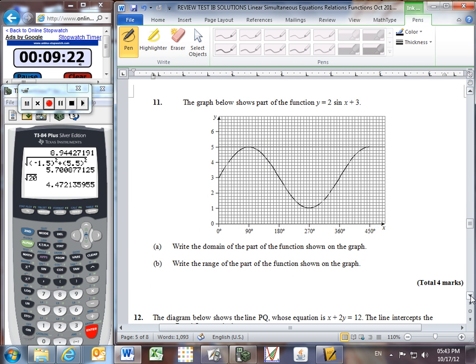Question 11. Here's the graph of this function. We need to write down the domain. Now remember, with domain we're going to be squishing it down to the x-axis. So imagine if I squished this graph down to the x-axis, what x values would it cover? Well, it would cover everything from 0 through to the end of the graph, which is at 450 degrees. And so your domain then will be 0 is less than or equal to x is less than or equal to 450. I suppose we could put degrees in here if we're fussy about units. So there's your domain, all of your possible x values.